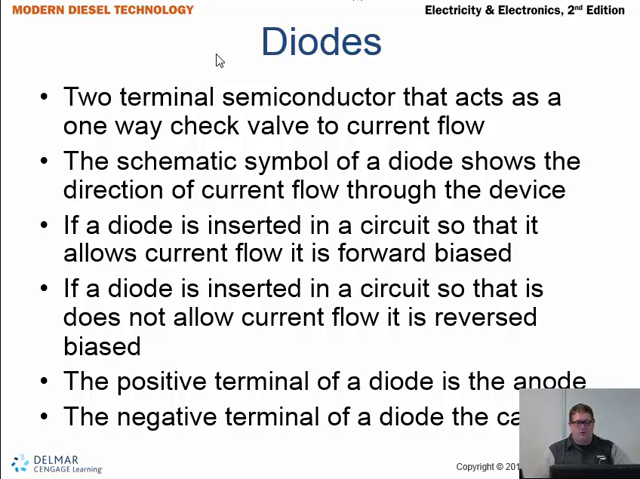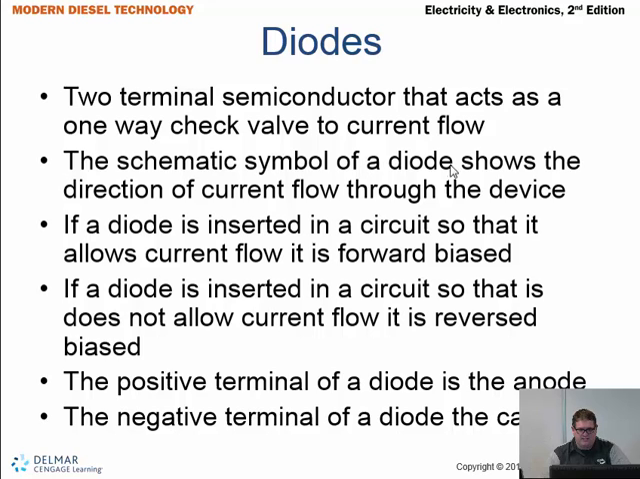Diodes. So the best description of a diode that I can explain is a diode is a one-way check valve, or think of it as a door that only goes one way. You can go through it, but you can't go back the way you came. Okay, a two-terminal semiconductor that acts as a one-way check valve to current flow.